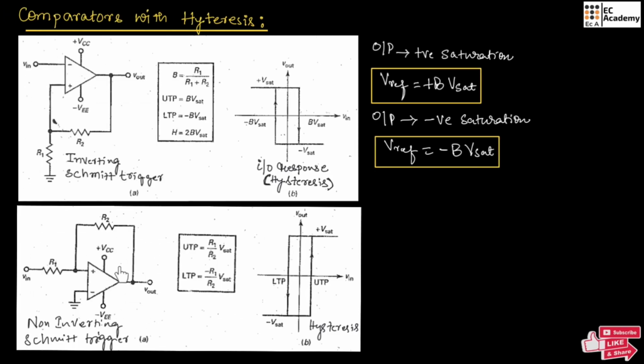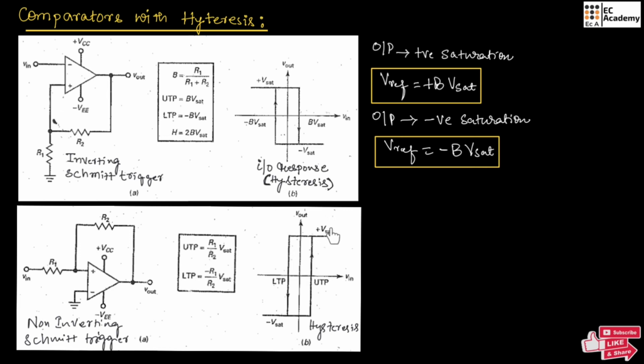This figure shows the non-inverting Schmitt trigger. Since the input is connected to non-inverting terminal and the feedback is also connected to non-inverting terminal, that's why it is known as non-inverting Schmitt trigger. Here, when the output is negative saturated, the output will remain in -V saturation as input increases. As the input voltage increases just above the upper trip point, the output will move from -V saturation to +V saturation. So we can say the output will move from low to high.